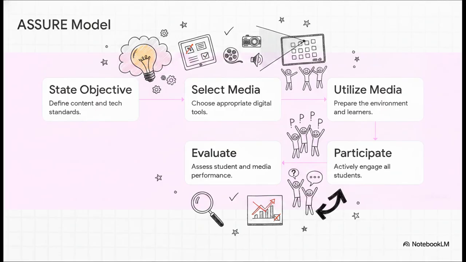You state your objectives using both content and text standards, you select your specific digital methods and media, then you utilize the materials using what's called the 5 Ps: previewing the media, preparing the environment, and preparing the learners. Crucially, you require learner participation to guarantee active engagement. And finally, you evaluate. Did the technology have actual assessment potential? Did student performance genuinely improve, or was it just a shiny distraction?